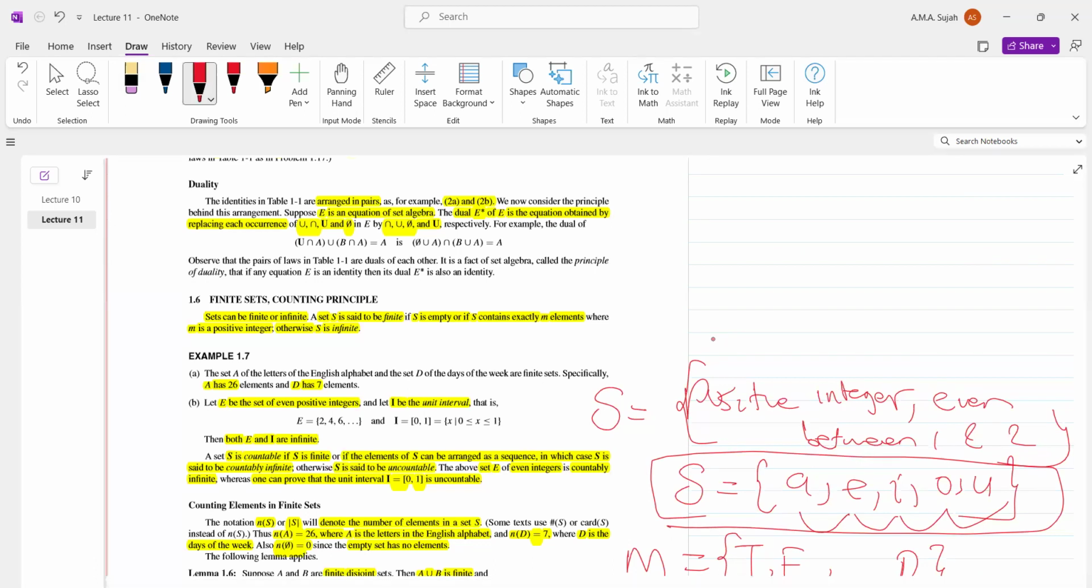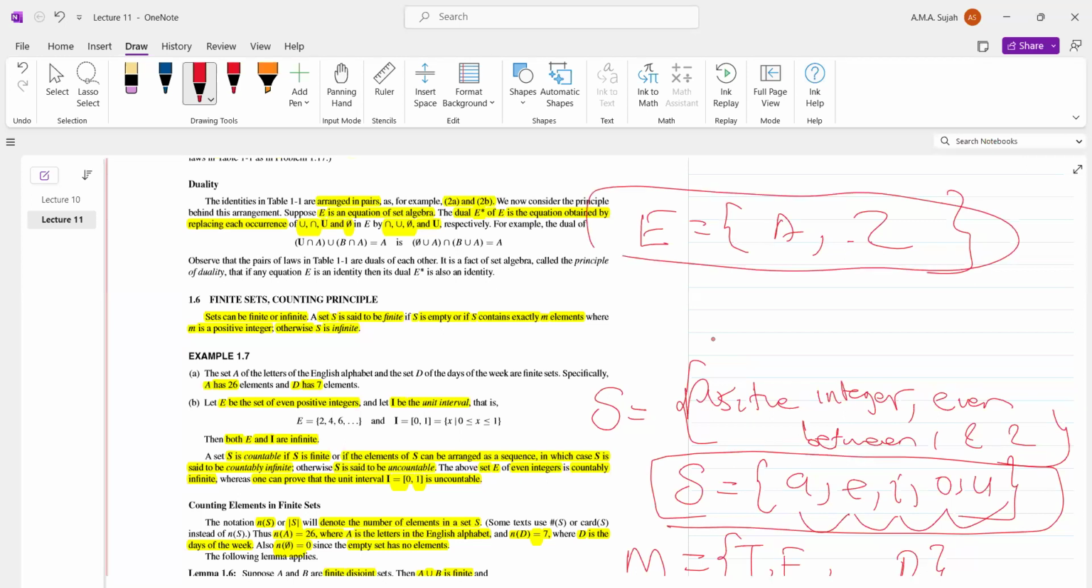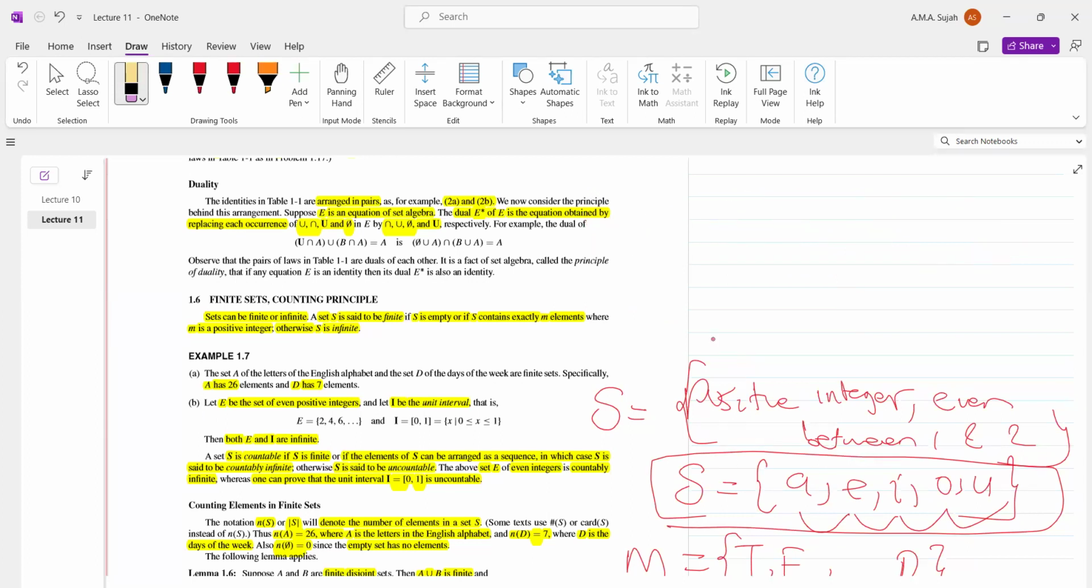If you look here, they are mentioning set A, the letters of the English alphabet. We know the English alphabet has only 26 letters, from A to Z. So altogether we know exactly 26 elements, so this is considered a finite set. Days in a week: we know there are only 7 days, so only 7 elements. So these types of sets we call finite sets, right?